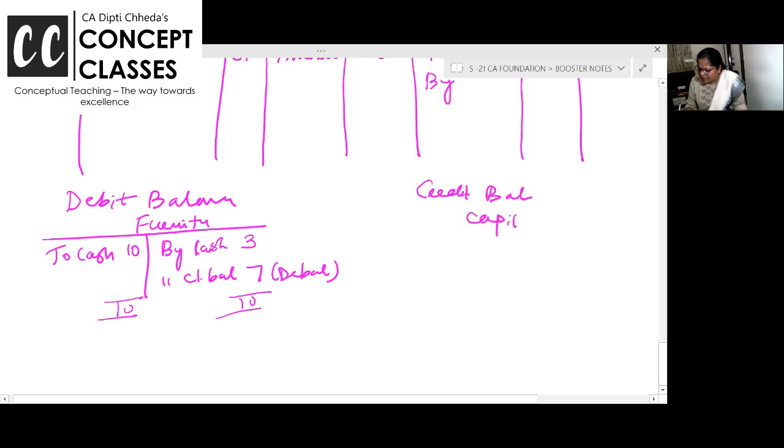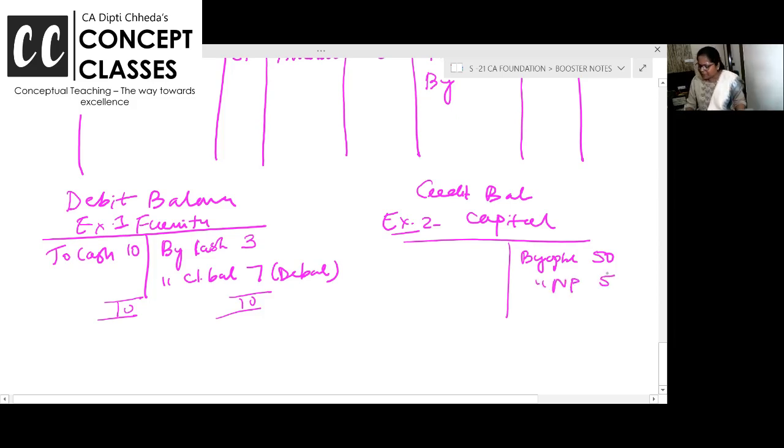Now, what do you mean by credit balance? Let us make a capital account. Example 2. This is example 1. Let's make a capital account. My opening balance of capital was 50 rupees. I added net profit. You know, profit is added in the capital, 5. There were some drawings, say 3 rupees. Now, what is the closing balance? On the credit side, 55 rupees. And on the debit side, 52 rupees. 55 rupees on the credit side, 3 rupees and 52 rupees on the debit side.